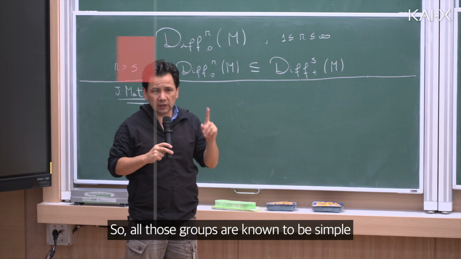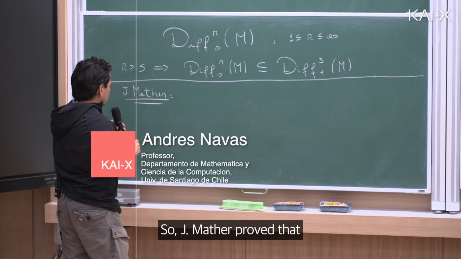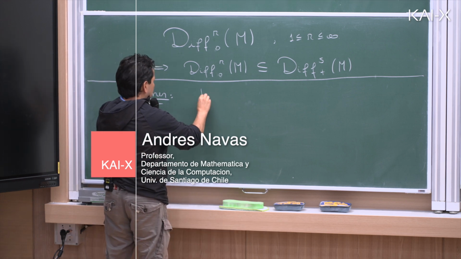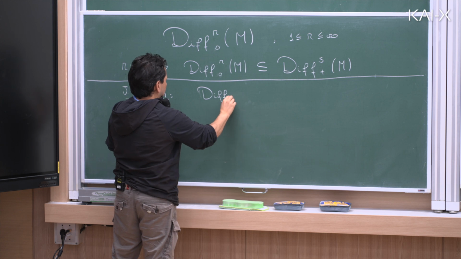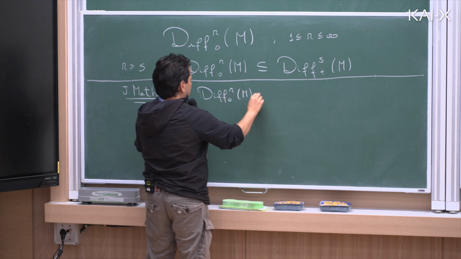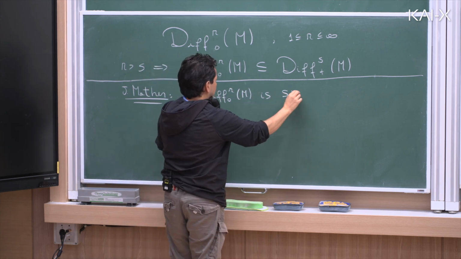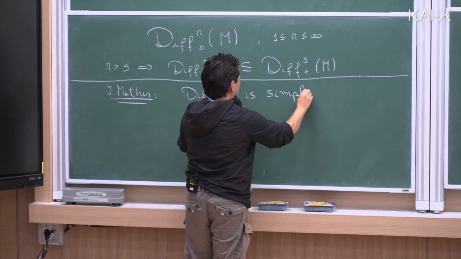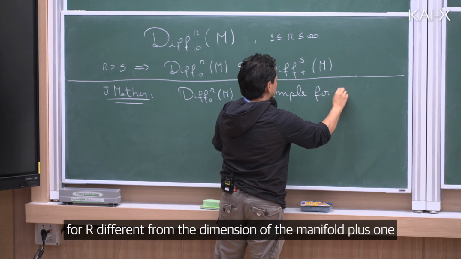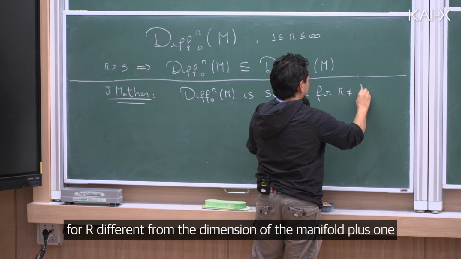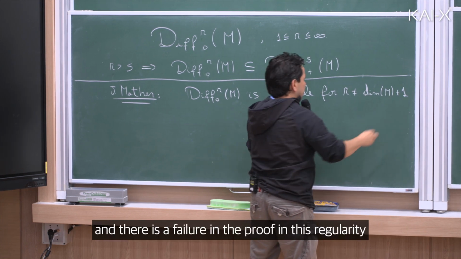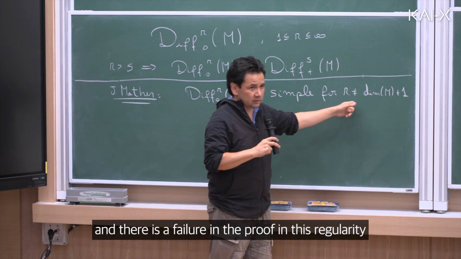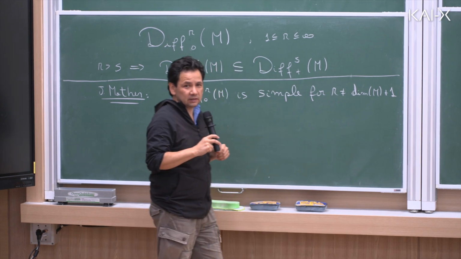So all those groups are known to be simple. So your mother proved that this group is simple for R different from the dimension of the manifold plus 1. And there is a failure in the proof in this regularity.